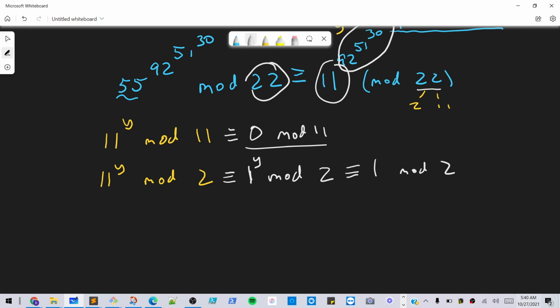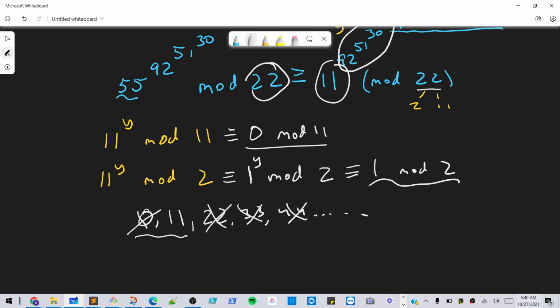The numbers that are 0 mod 11 mod 22, there's only two of them. There's 0 and 11, right? There are other numbers that are 0 mod 11, like 22, 33, 44, etc. But as a reduced residue, that's not valid, that's not valid, that's not valid. So we only have two options. And 0 is actually even, so 0 doesn't satisfy this. All we have left is 11.